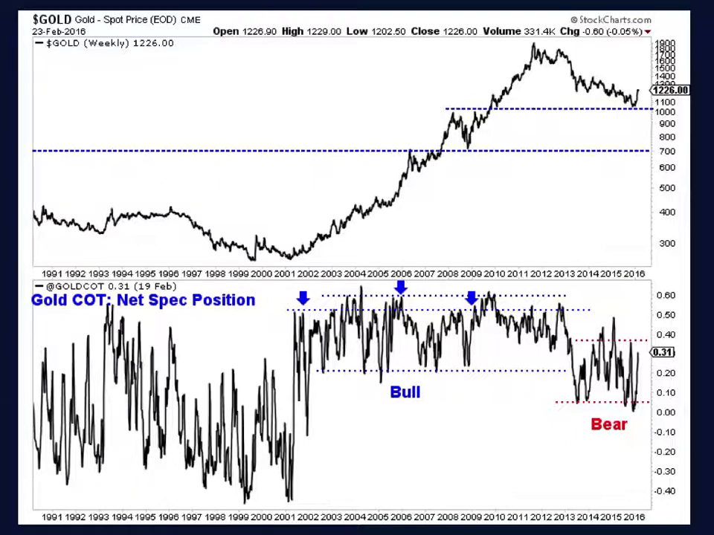But a couple things I want to point out here. First of all, the speculators, they're really the traders and the gamblers in the market. They're not the commercials, and the commercials are the users, producers, and consumers of the commodity. And the speculators, they tend to be trend followers.